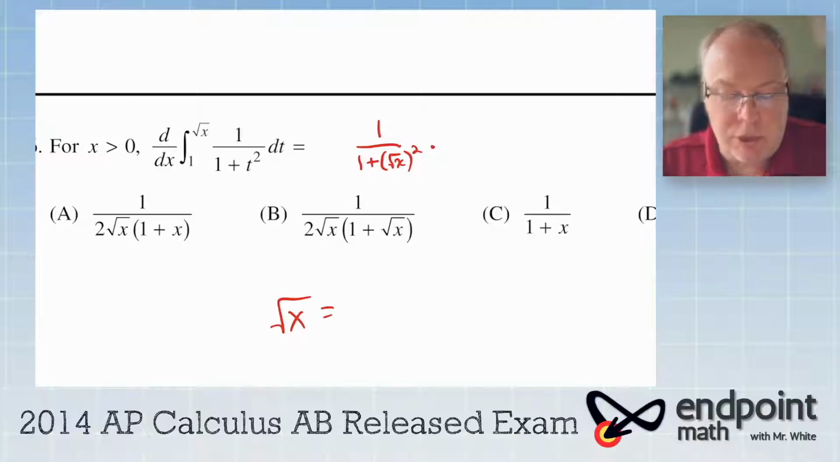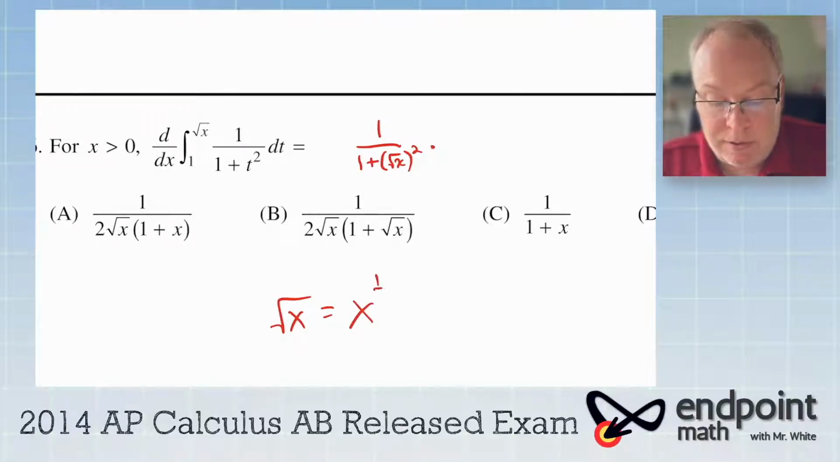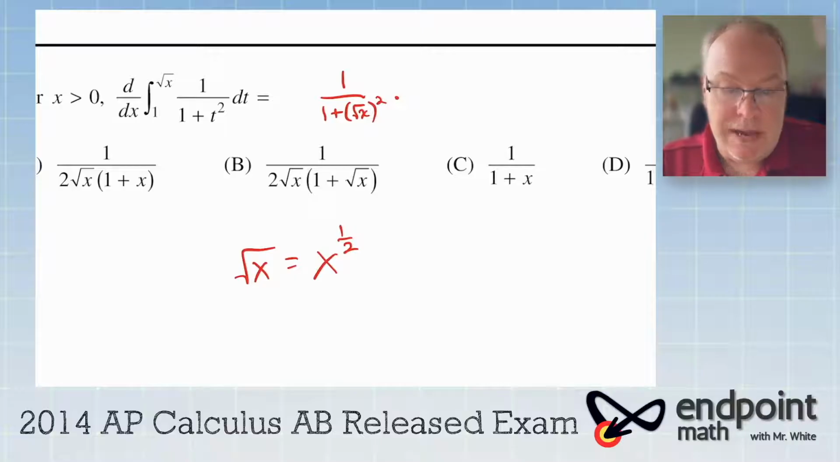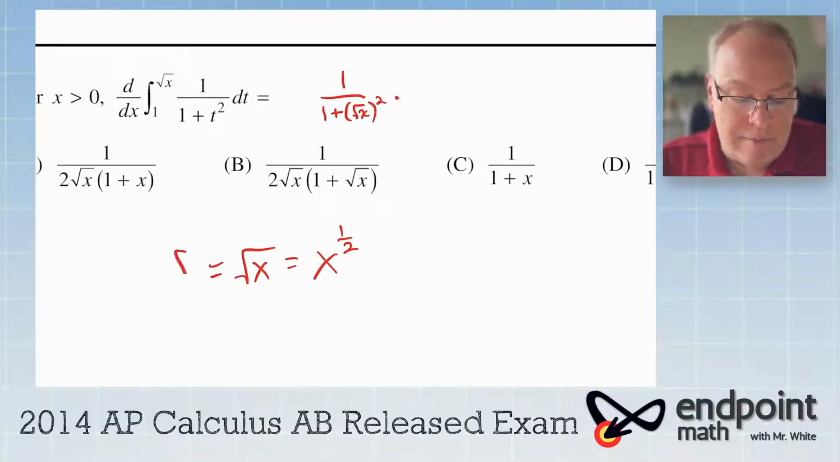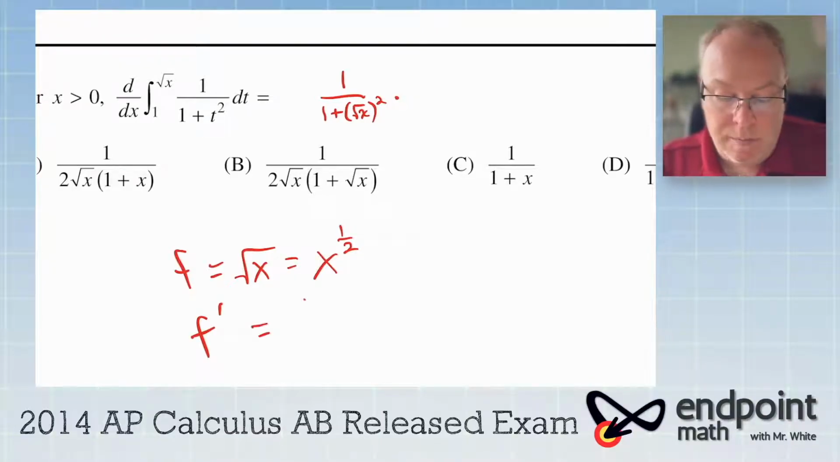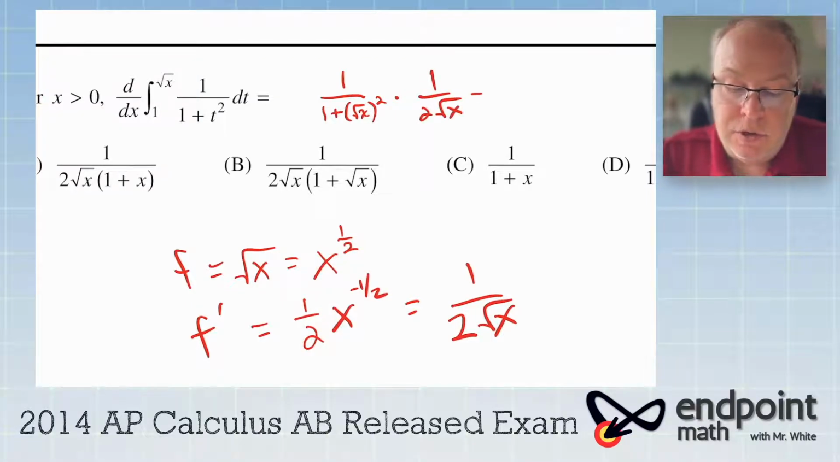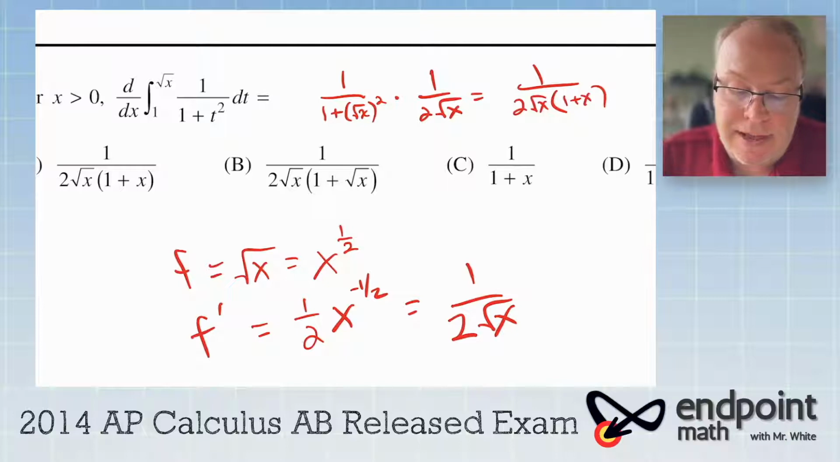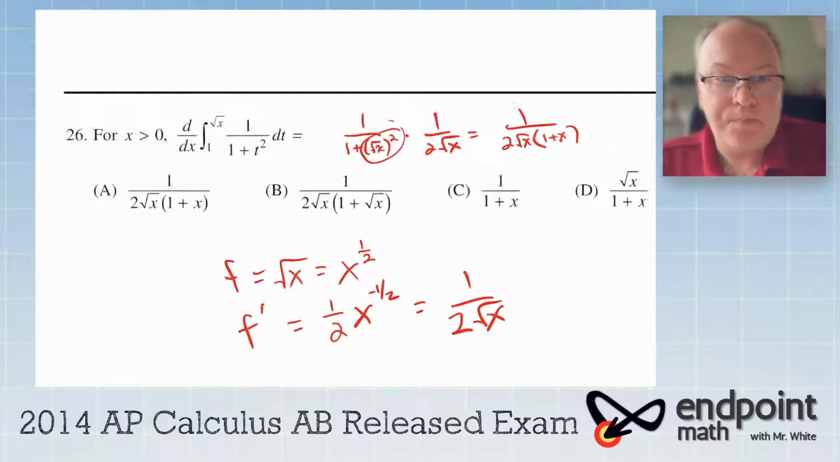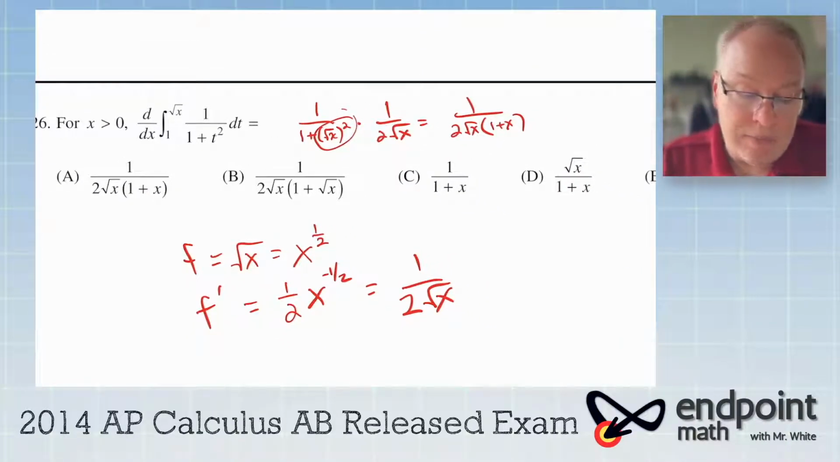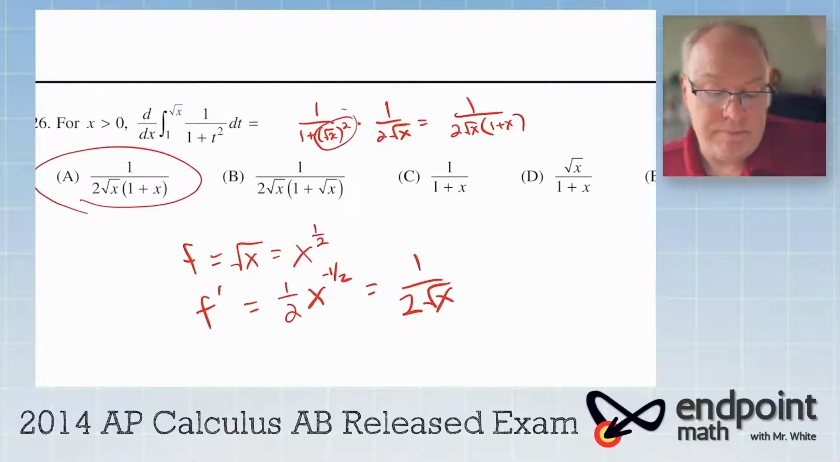Now remember, the square root of x, you should probably memorize this derivative, honestly. If this is f, f prime would be 1/2 x to the negative 1/2 power. That's 1 over 2 radical x. So the final answer is 1 over 2 radical x and then 1 plus x, because when you square a square root, you get that. So do you see that answer there? I do. I see it right here on A.